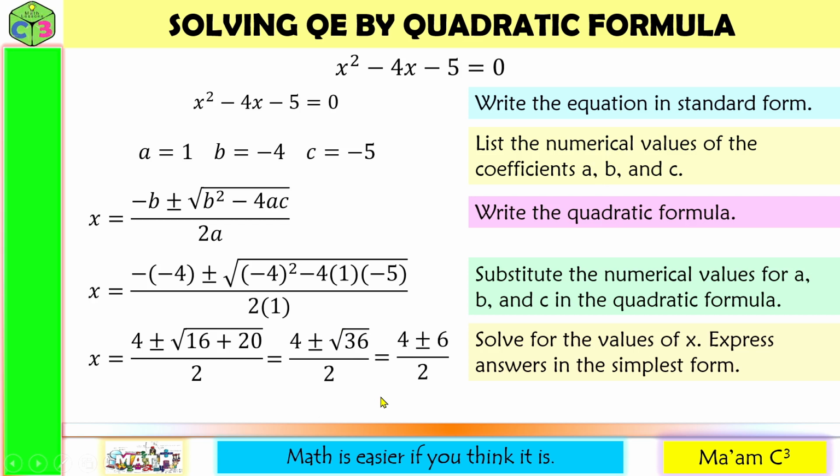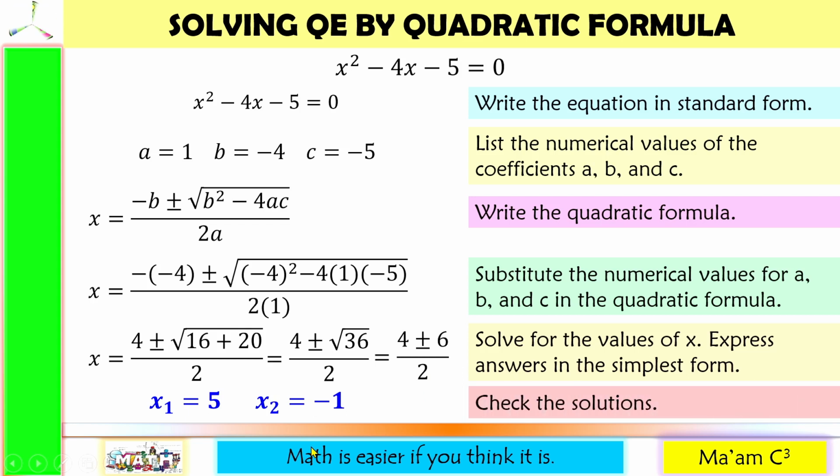Let's have the first value. That would be 4 plus 6, that is 10, divided by 2. x of 1 is equal to 5. For the second value, we have 4 minus 6, and that is negative 2, divided by 2, that is equal to negative 1. And last step is you have to check your solutions. We already solved this problem and checked the roots when we discussed solving quadratic equation by factoring.